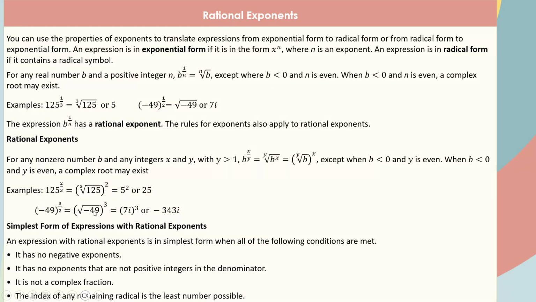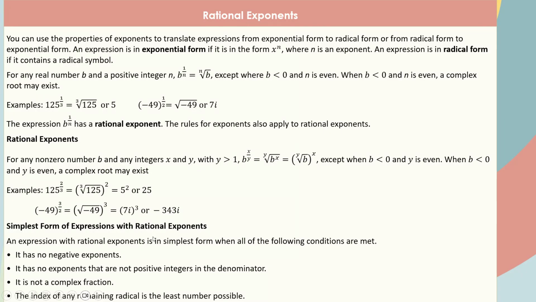So this example here, if we had negative 49 to the 3/2 power, the half power means square root, and then the 3 means the power. So that would be 7i cubed, which is negative 343i.